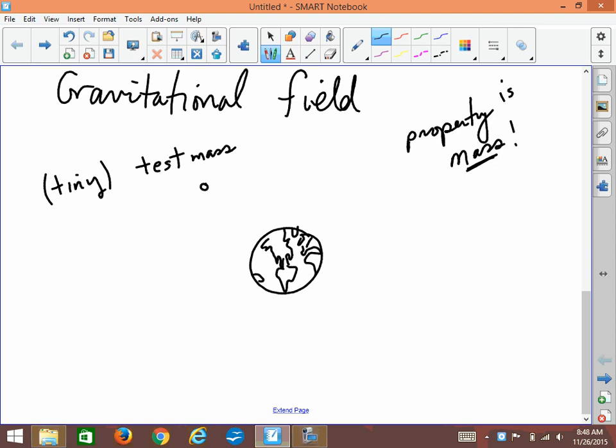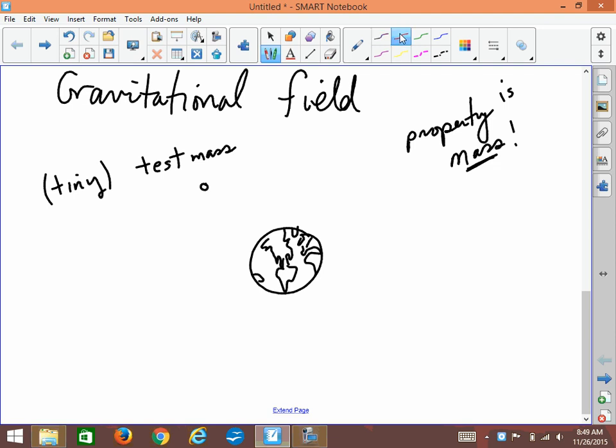Because if it was big, like if it was Jupiter, well, it would make its own field. And Jupiter, being so massive, would make a field that overlaps Earth's field and messes everything up. So to find out what Earth's field is, we have to use something very tiny that's not going to mess it up too much, right?